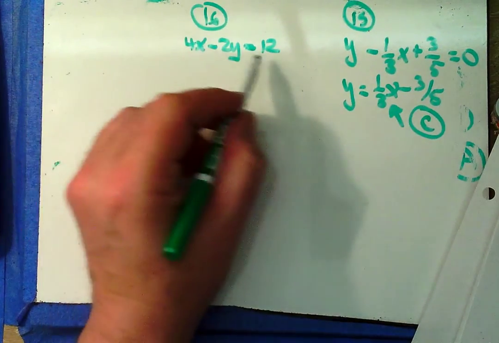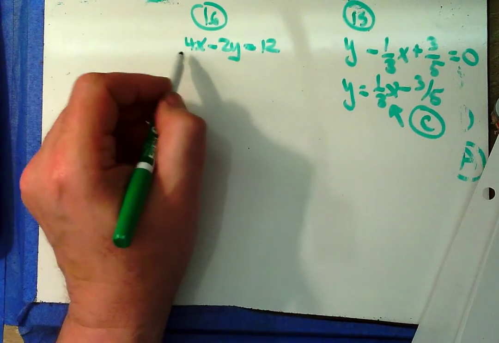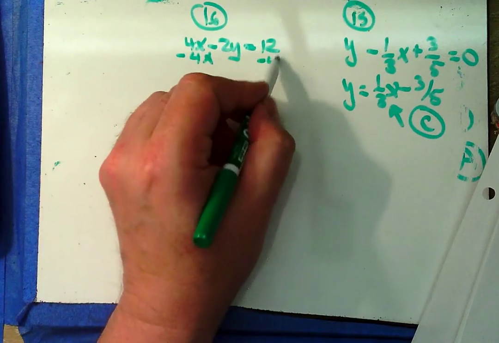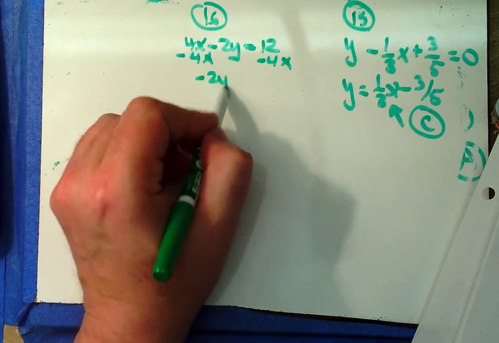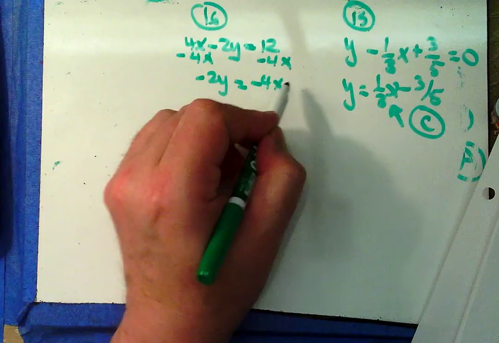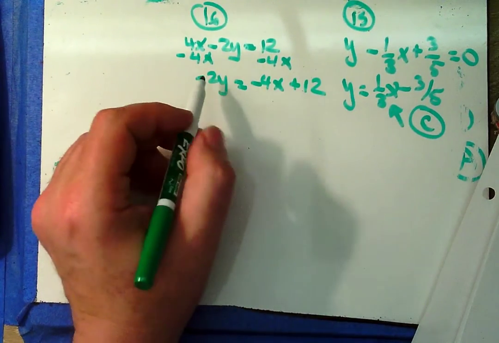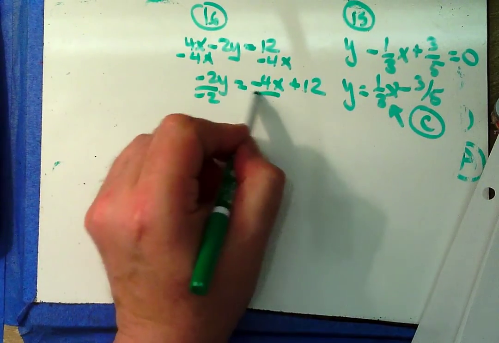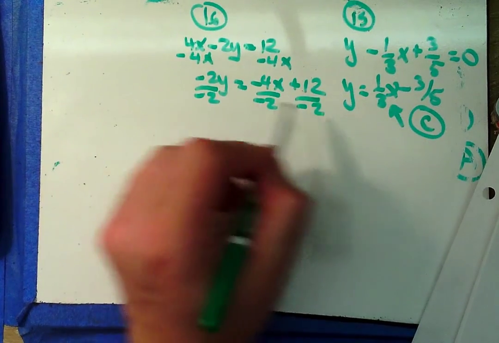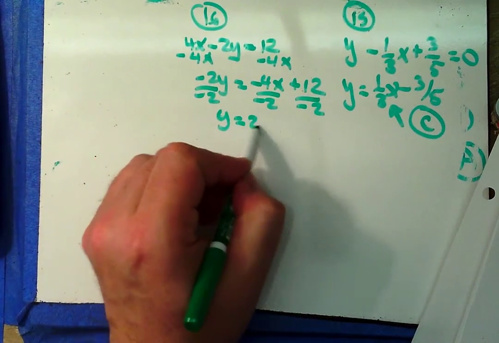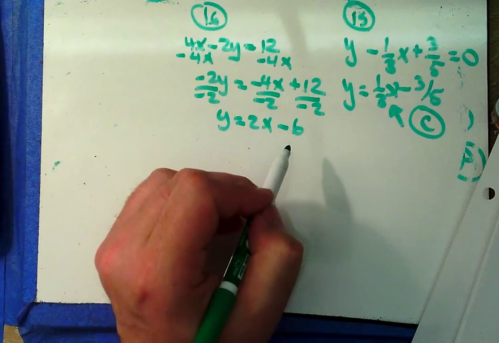16. Which of the following expressions of the equation 4x minus 2y equals 12 is in slope-intercept form? Well, they want me to solve this for y equals, so I'll subtract 4x, and I'm going to have negative 2y equals negative 4x plus 12, and then I'll divide everywhere by negative 2, and I'll get y equals 2x minus 6.